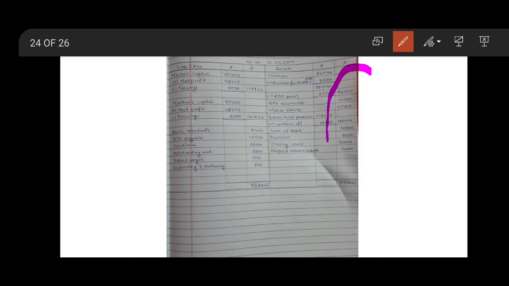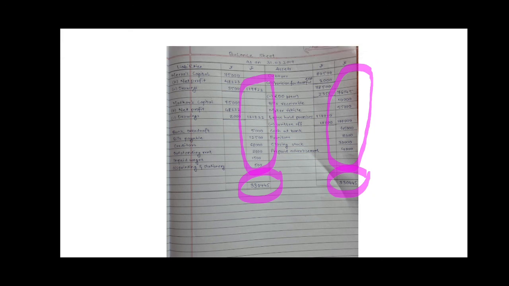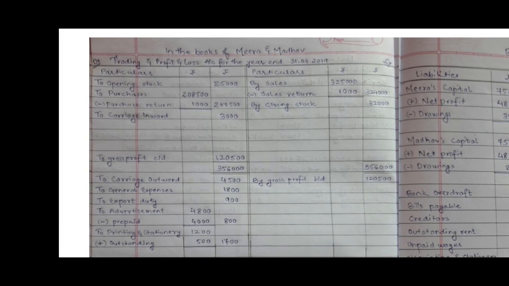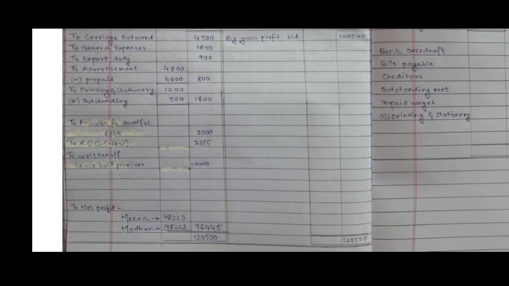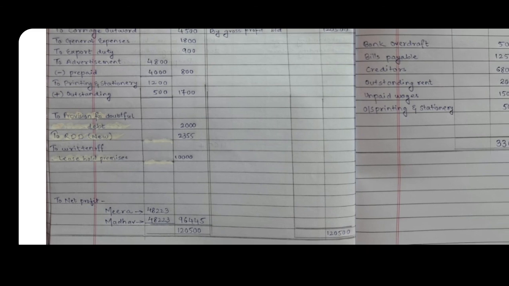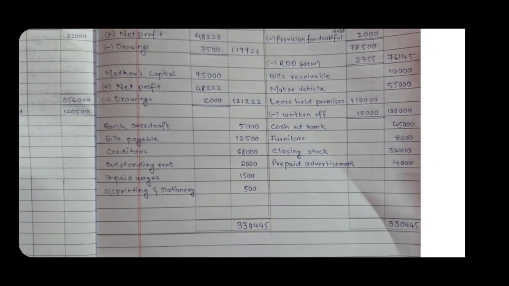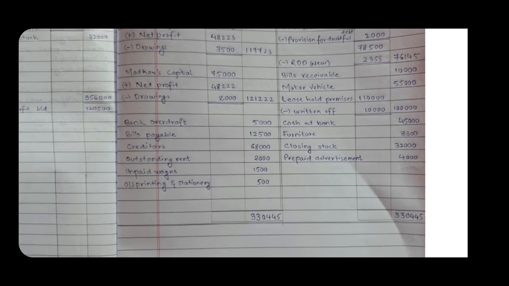Now take the total of outer column of asset side and total of outer column of liability side. You should get this much as your tallying figure: 33,445 rupees. So here our accounts or solution ends. Your solution must be in this way. This will be your trading account. After closing, this is your profit and loss account. Here is your balance sheet. It tallies with the amount 33,445.